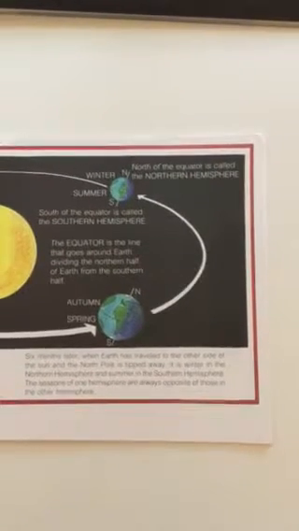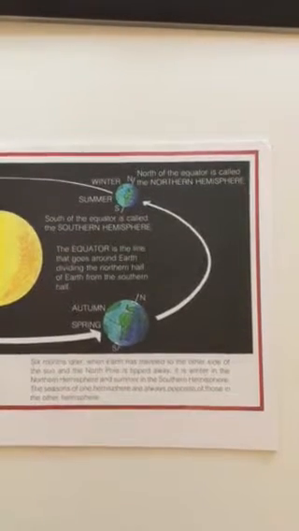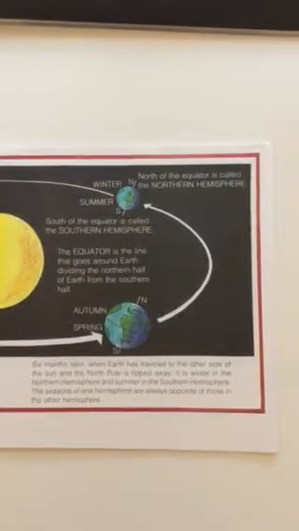6 months later, when Earth has traveled to the other side of the sun and the North Pole is tipped away, it is winter in the northern hemisphere and summer in the southern hemisphere. The seasons of one hemisphere are always opposite of those in the other hemisphere.